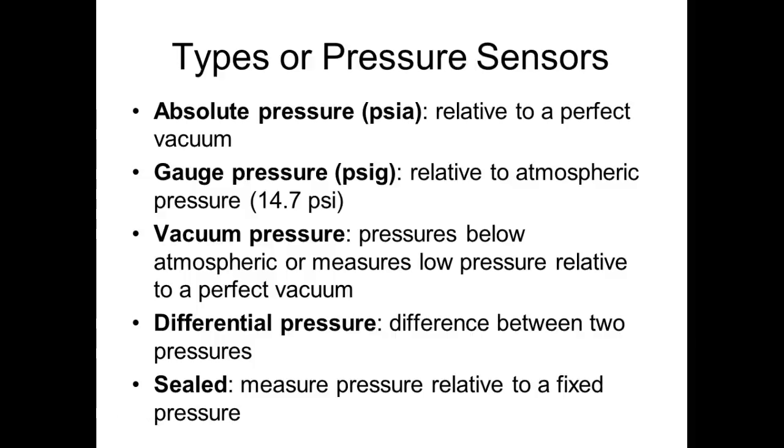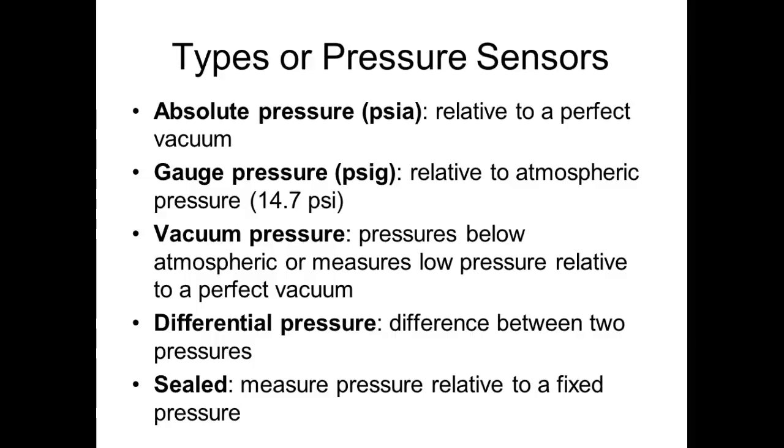If I had an absolute pressure gauge in here and I had the bottom opened up so pressure could come into it, it would be showing about 14.7 psi. If I had a gauge pressure gauge and I opened it up, it would show me 0. So on gauge pressure, the atmospheric pressure is subtracted out. Your pressure is relative to 14.7 psi.